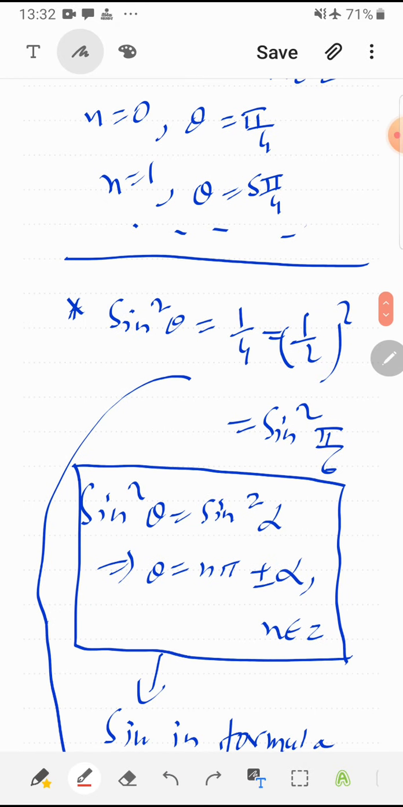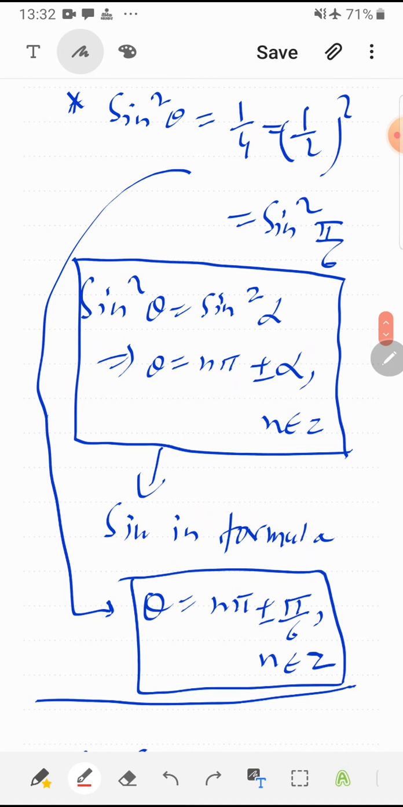And I call this result the 6 in 1 formula, because the same is true if two tan square are equal, the same is true if two cos square are equal, the same for cosecant square, the same for secant square, and the same for cot square. So I am not writing those results, this is sufficient. So from here I can use this formula. So sine square theta is equal to sine square pi by 6, or theta is equal to n pi plus minus pi by 6.